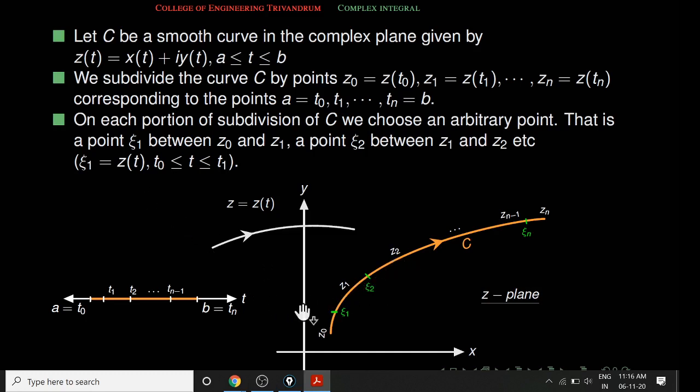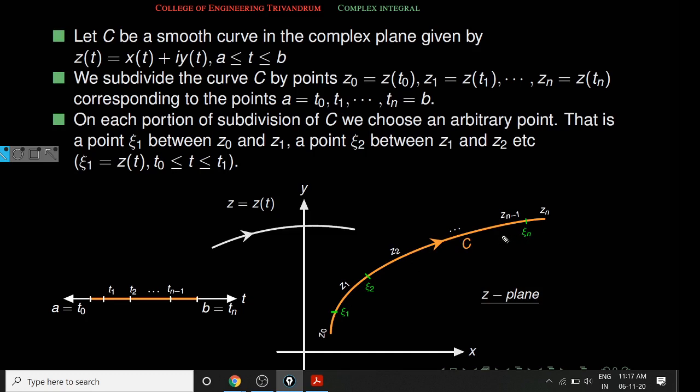Then it is clear that we can write psi1 like this. Because psi1 is between Z0 and Z1, and we know that Z0 is Z of T0, Z1 is Z of T1. So naturally, we can write psi1 as Z of T for some T between T0 and T1. They need not be equidistant. So anyway, this is the idea. This is important. This is the major step: we choose psi1, psi2, etc., psi n from the corresponding subdivisions of C.